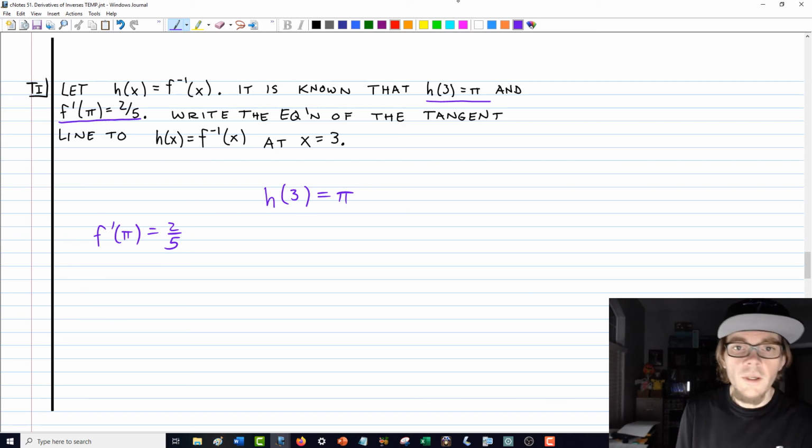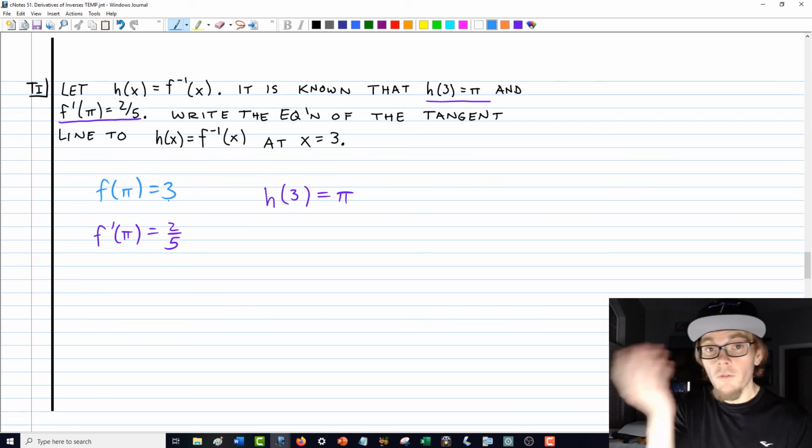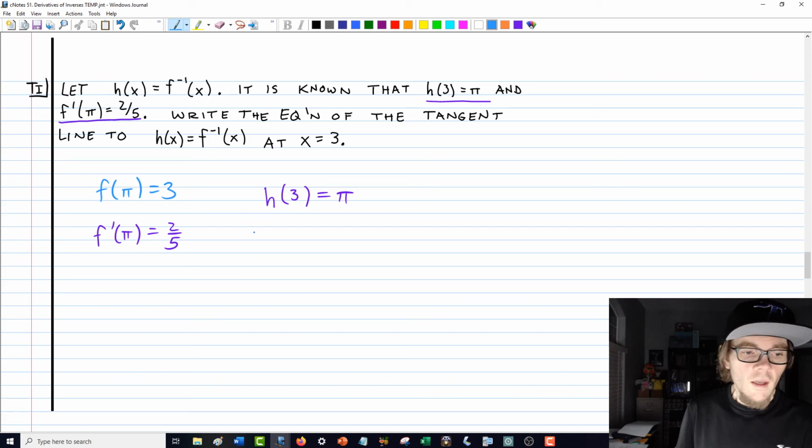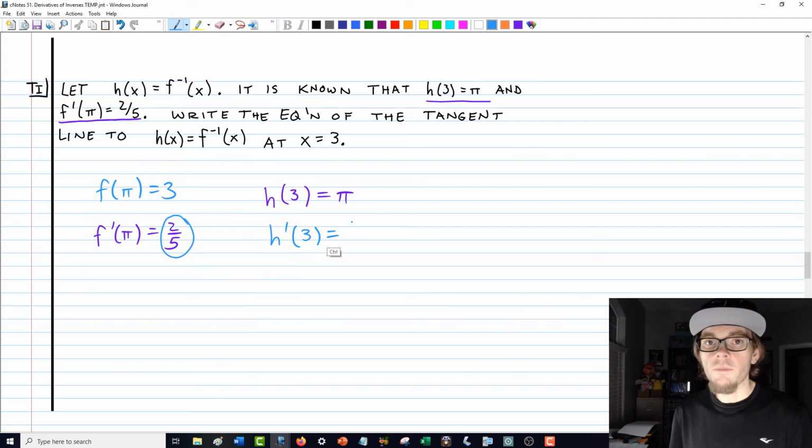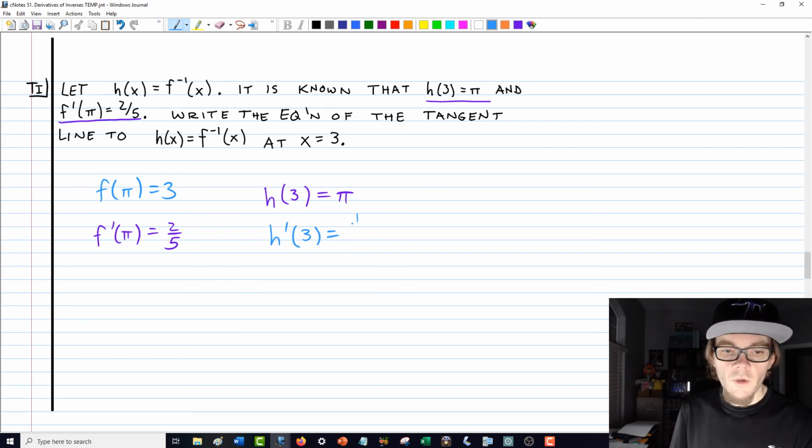Here's the way we can do it. First, since h of 3 equals pi, that means f of pi is equal to 3. Helpful for us to have that information. Second, because f and h are inverses, if we want h prime of 3, that's going to be the reciprocal of our slope at the corresponding point, which means it's going to be 1 over 2/5, which we should know is the reciprocal, 5/2.